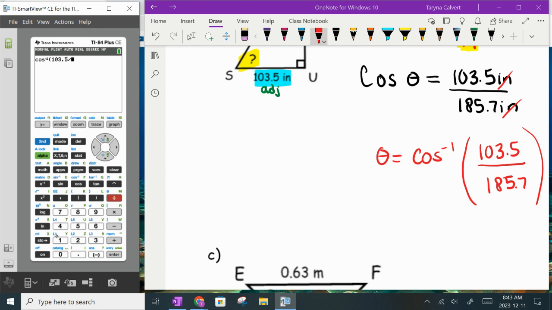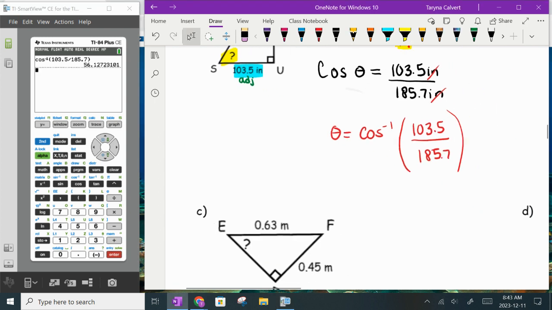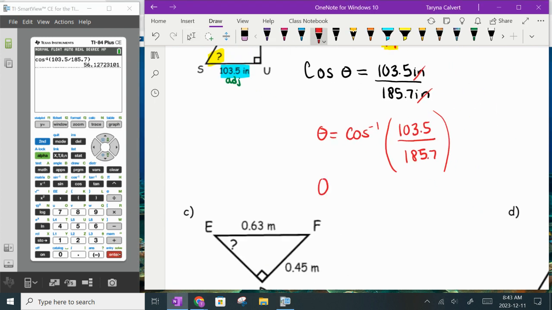103.5 divided by 185.7. So finding angles in right-angled triangles, guys, very quick and easy, right? As long as you can figure out which formula you're using. But you do, like I said, have the triangle on your formula sheet to help you with that at the beginning until you get really good at it. So then you just hit enter. So therefore it does say nearest degree. So theta would be 56 degrees.